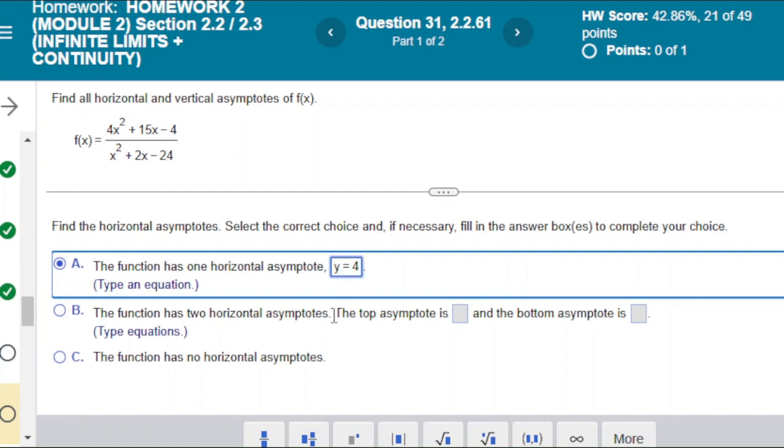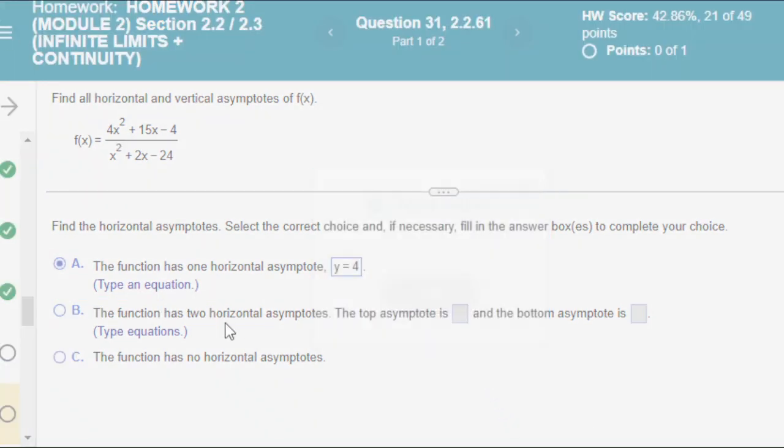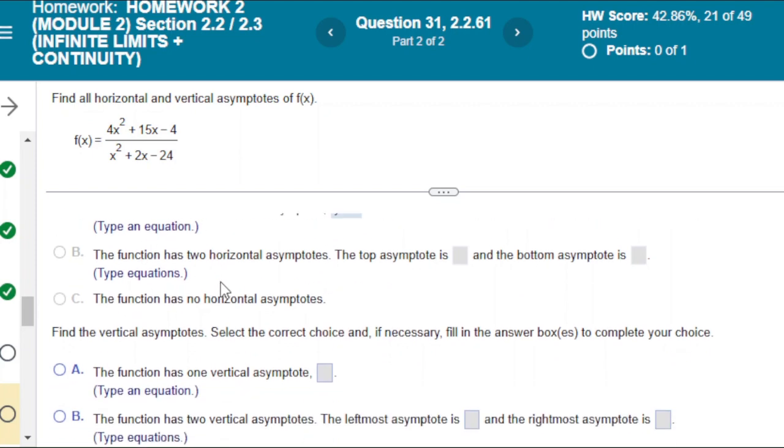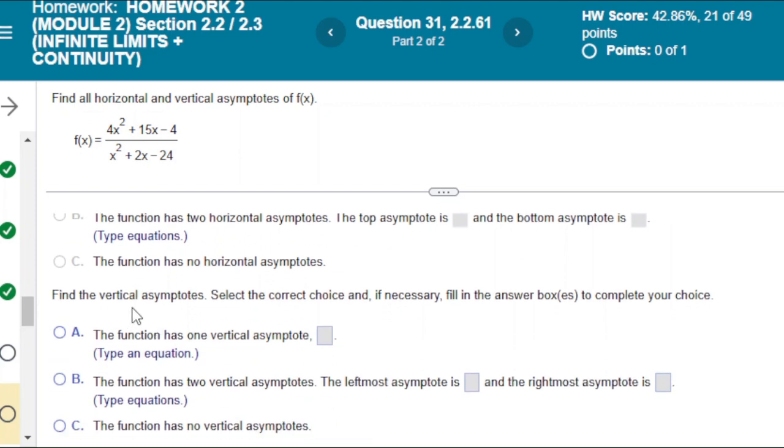Type an equation. It may mark it correct if you put 4 over 1 because it didn't say simplify. But let's simplify. Y equals 4. You do want to put y equals 4 rather than just 4, though, right? Type an equation. Okay, now the next one, find the vertical asymptotes.